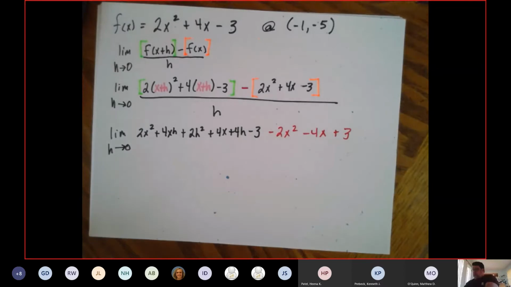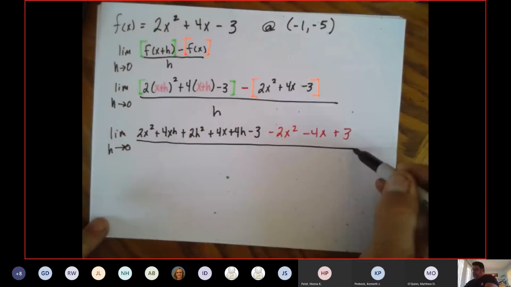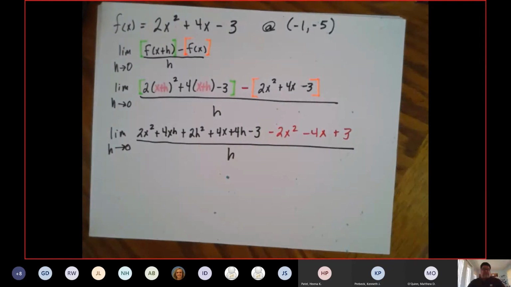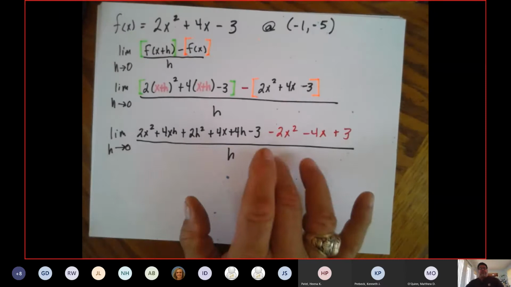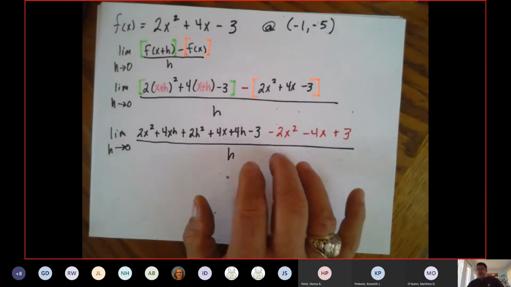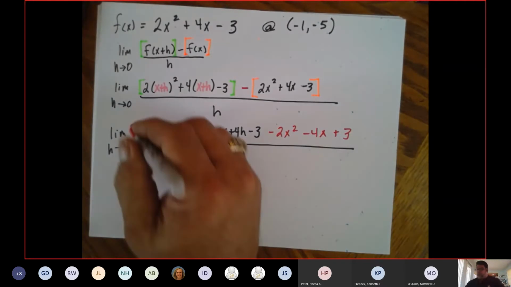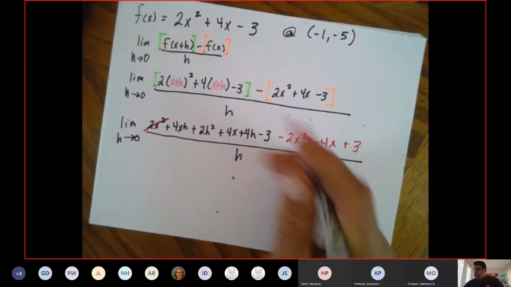Now at this point, if nothing cancels out, what do you say to yourself? I've done something wrong, because most of the x terms are supposed to cancel here. So you might want to make a note of that. If you don't cancel anything out, then that means you've made a mistake. So 2x squared cancels with this 2x squared.